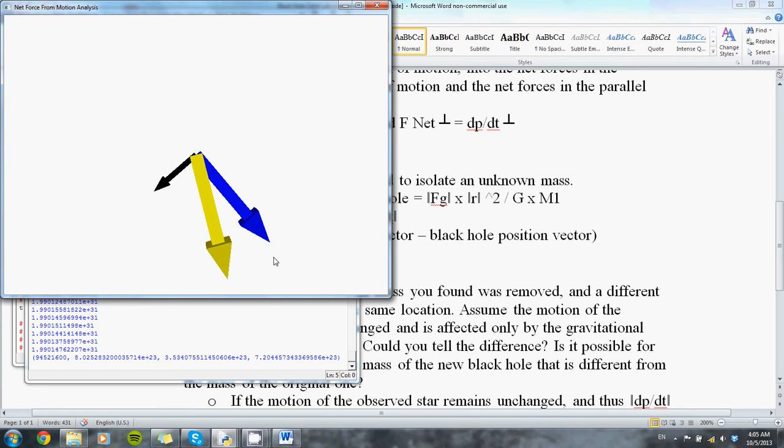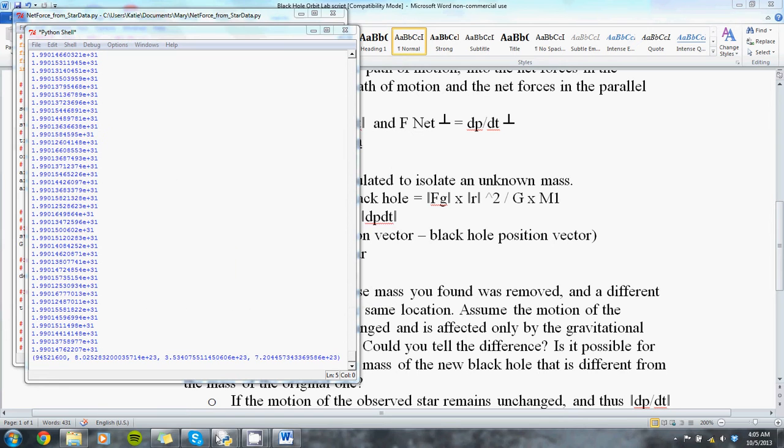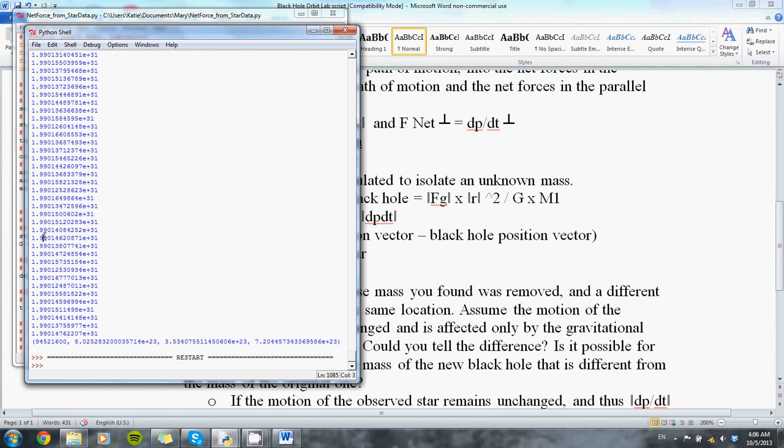And because the net force in the perpendicular direction is always pointing to the center of the osculating circle, we know that the black hole would be somewhere down here. And then this is the net force combined. You can see that all of the masses calculated at each point are very close to one another, thus showing that there is a low standard deviation.